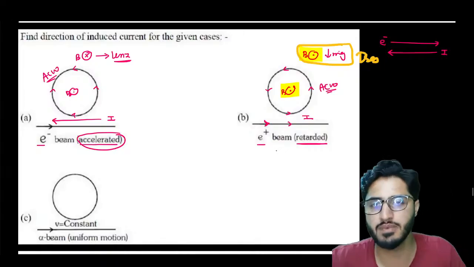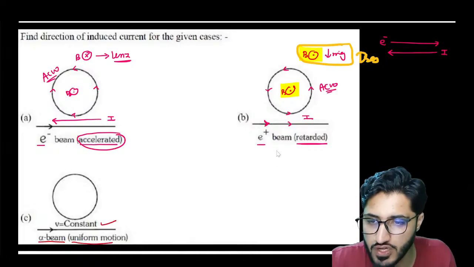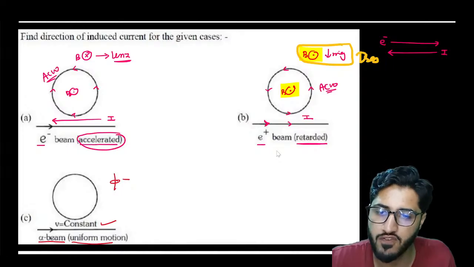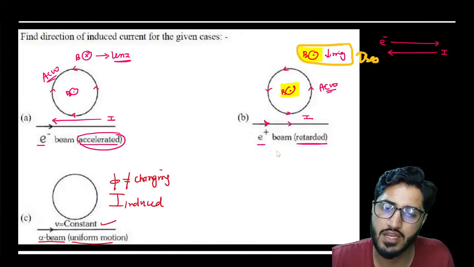This numerical now you can see here. Sir, alpha particle, no issue, uniform motion, v is constant. V constant, so phi is not changing. If phi is not changing, you can write I induced equals 0.